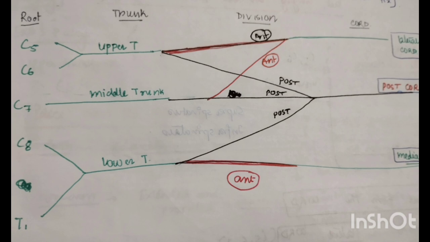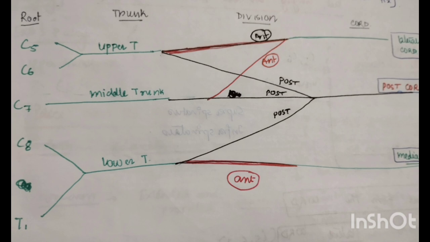Then the branches from the brachial plexus. Number 1 is dorsal scapular nerve. Original root value is C5. It will supply levator scapulae, rhomboid major and rhomboid minor. Levator scapulae will help in elevation. Rhomboid major and rhomboid minor will cause retraction. Retraction is also done by trapezius.